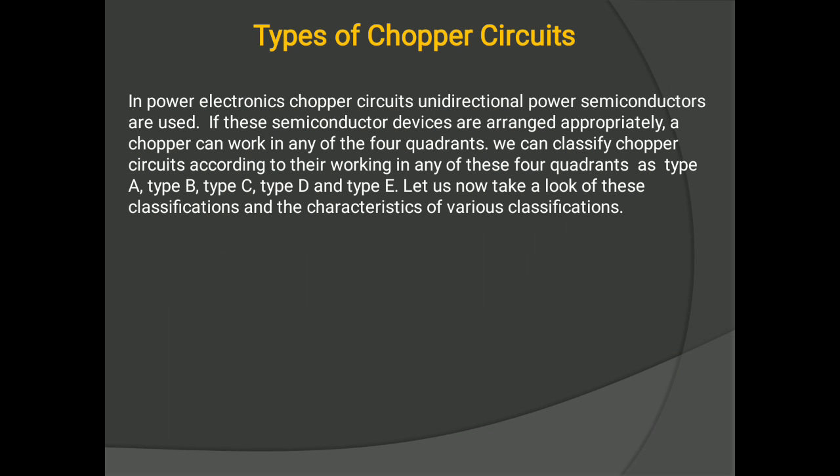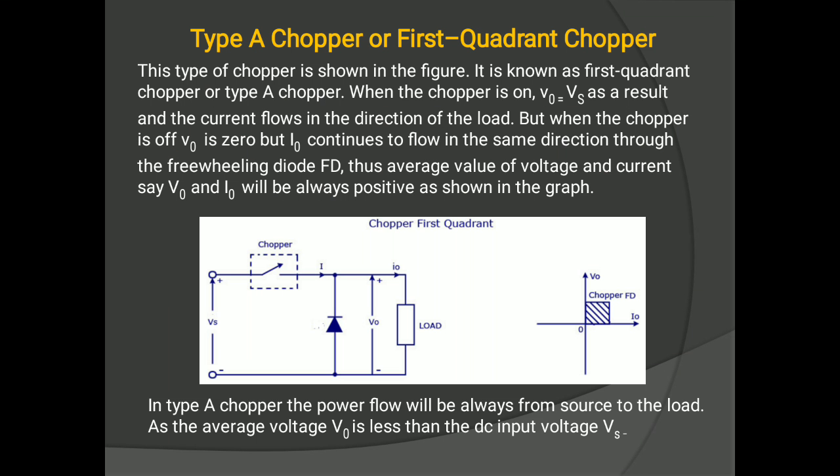Types of chopper circuits. Power semiconductor devices that are used in chopper circuits are unidirectional devices. Polarities of output voltage and the direction of output current are restricted. A chopper can operate in any of the four quadrants, which forms the basis of their classification as type A chopper, type B chopper, type C chopper and type D chopper.